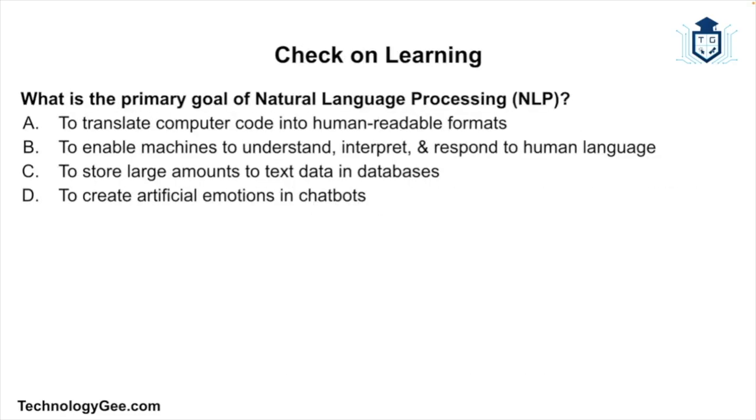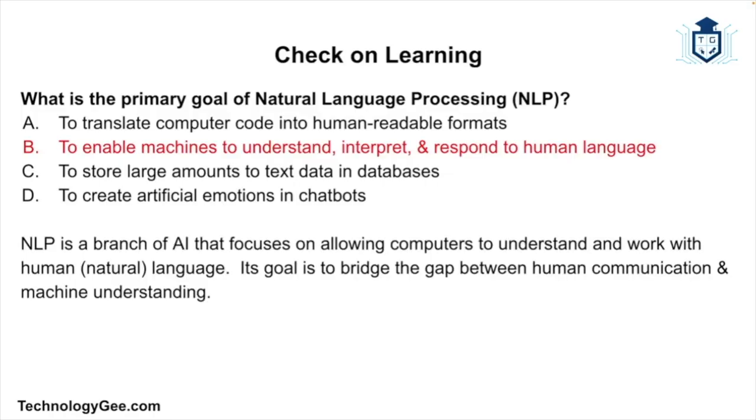So, the first question is, what is the primary goal of natural language processing? Is it to translate computer code into human readable formats? Is it to enable machines to understand, interpret, and respond to human language? Is it to store large amounts of text data in databases? Or is it to create artificial emotions in chatbots? And the correct answer is it is to enable machines to understand, interpret, and respond to human language. So NLP is a branch of AI that focuses on allowing computers to understand and work with human or natural language. Its goal is to bridge the gap between human communication and machine understanding.